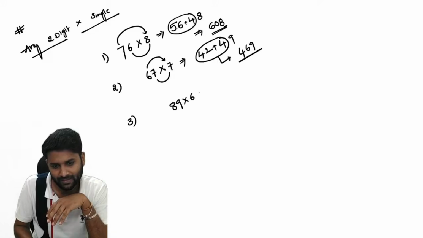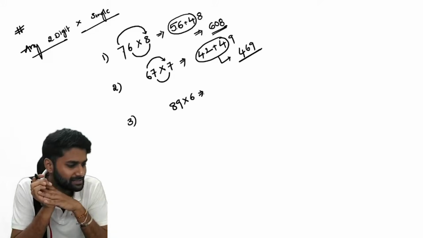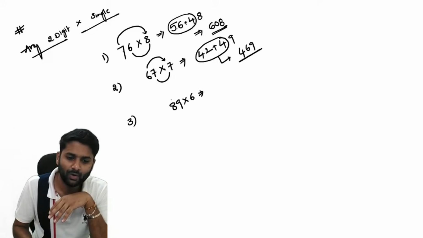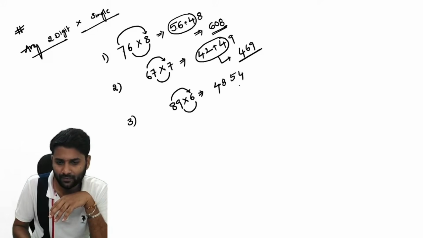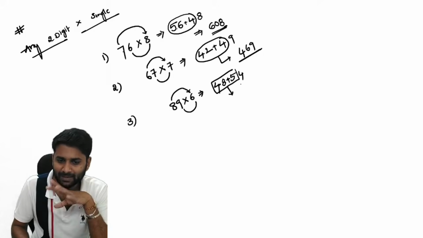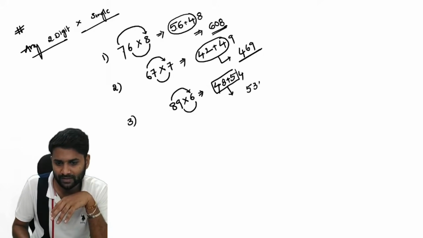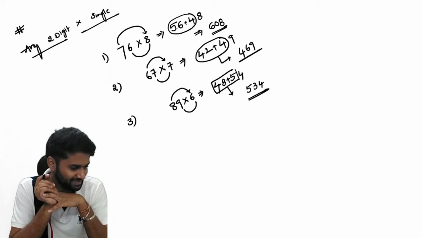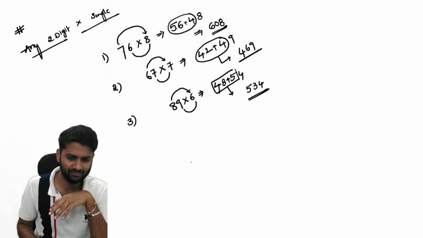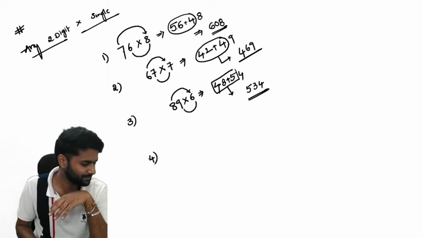We'll take one more example. 89 is multiplied with 6. Now 8 into 6 is 48. 9 into 6 is 54. And add these two numbers. 48 plus 5 is equal to 53, and write 4 as it is. So the answer is 534. Is it clear? You can consider any two-digit number which is multiplied with a single digit number.